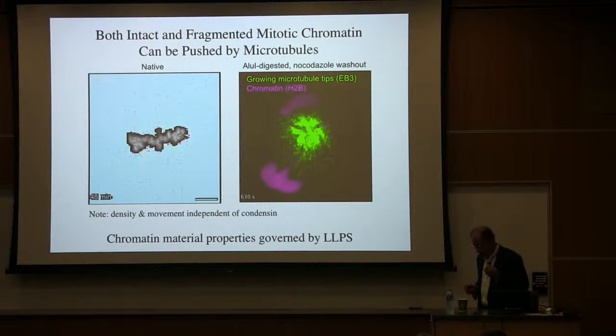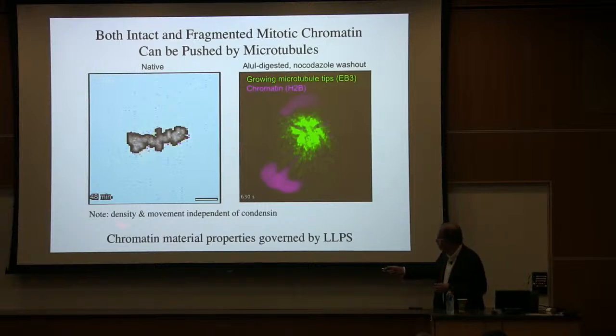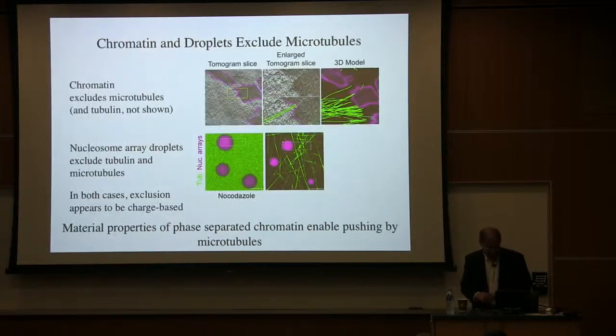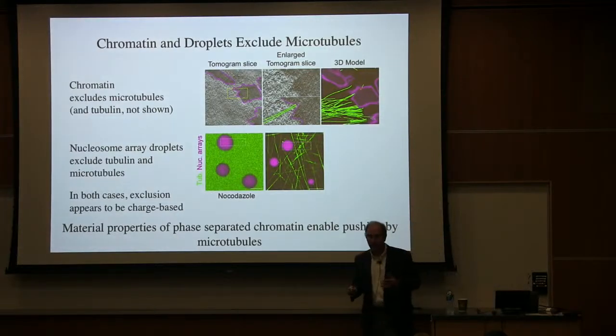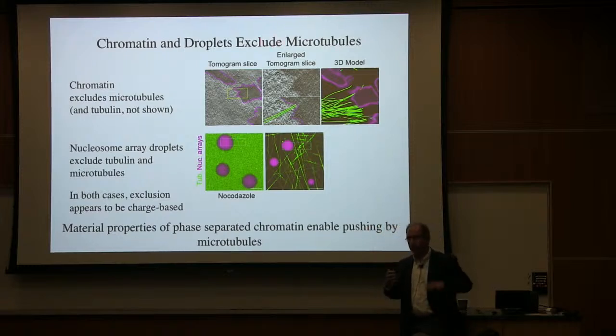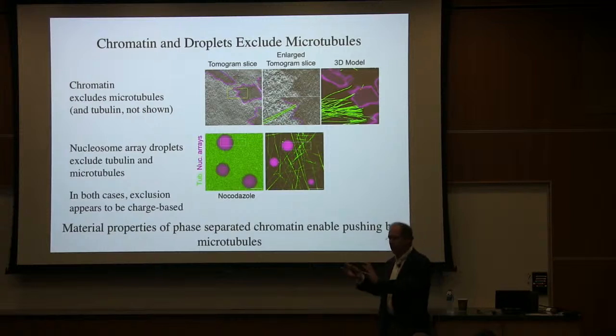Our conclusion from this is that the material properties of chromatin, in this particular pushing context, seem to be governed by this liquid-liquid phase separation process. So the question is, how? On this we're a little bit less clear, but it seems to have to do with the fact that, for chemical reasons, microtubules and tubulin are both excluded from chromatin in cells and also from phase-separated chromatin droplets.